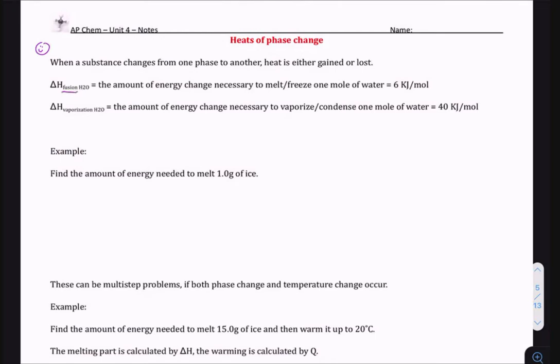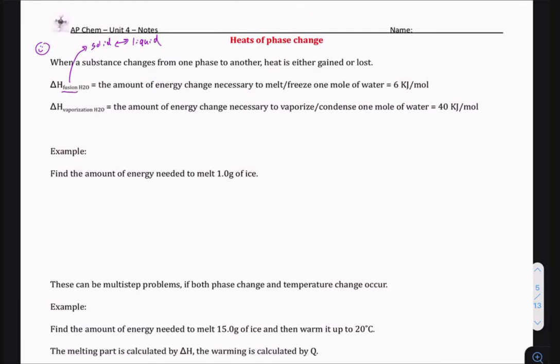Fusion refers to going between solid and liquid. So when we say heat of fusion, that means the amount of energy that needs to either melt 1 mole of ice or freeze 1 mole of ice. The amount is the same. Whether it is melting or freezing depends on what you are doing. Are you adding energy or are you removing energy? Right? So is the sign positive or is the sign negative?